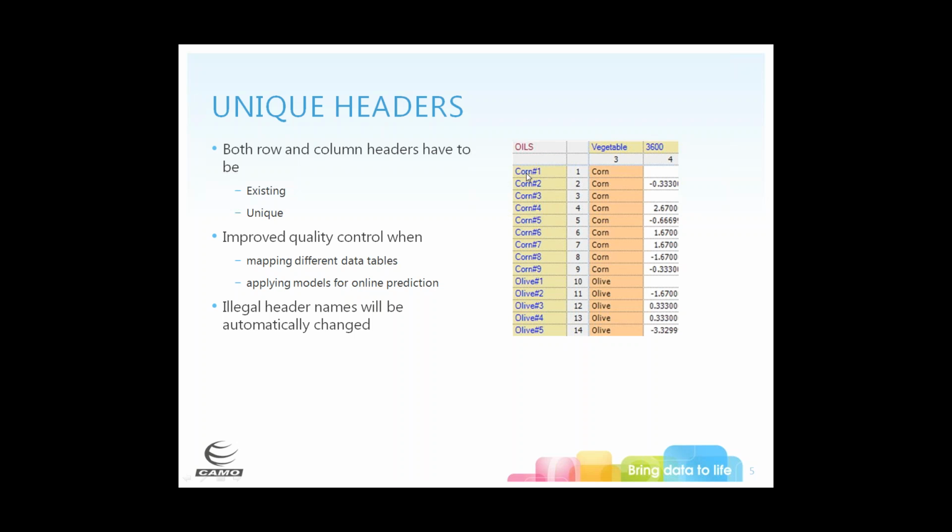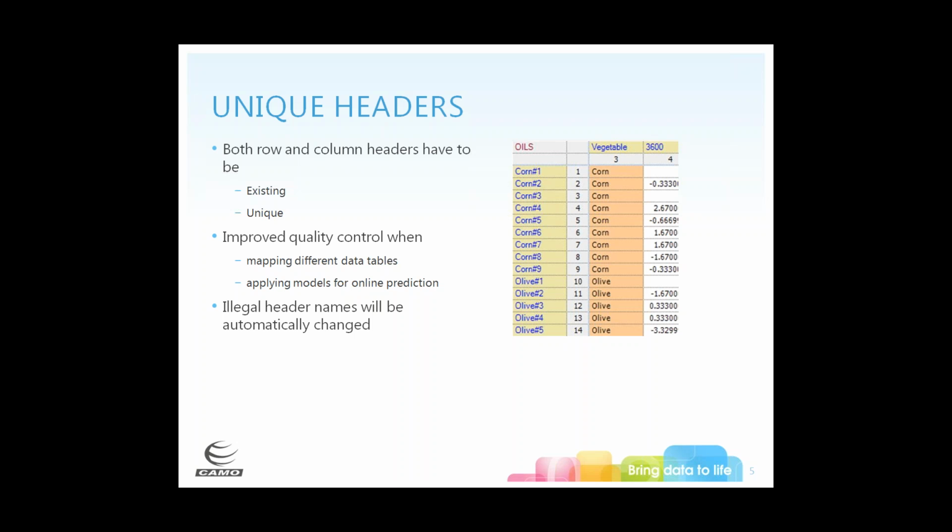So in 10.3 it would be possible to have, for instance, in this example, all the 9 first samples called corn, the next called olive, and so on. That would not be possible in 10.4. So if you load a previous project with non-unique headers, these will be automatically updated the way you see here. And this is important for us because it allows very much better quality control when we map between different tables, and also if we want to apply these models in online applications.